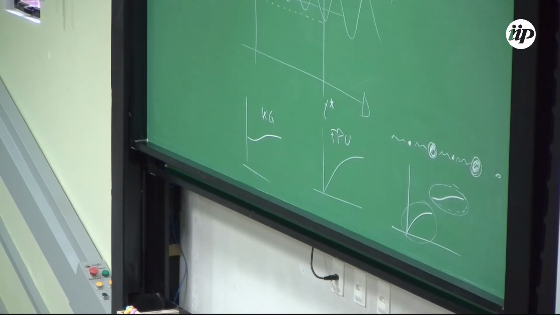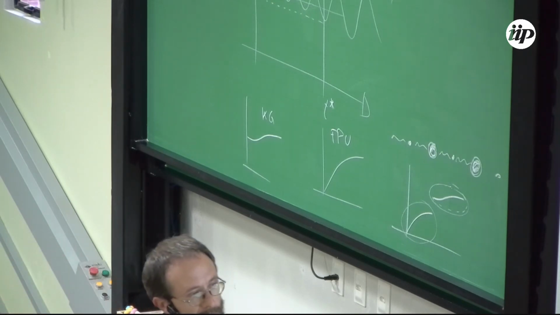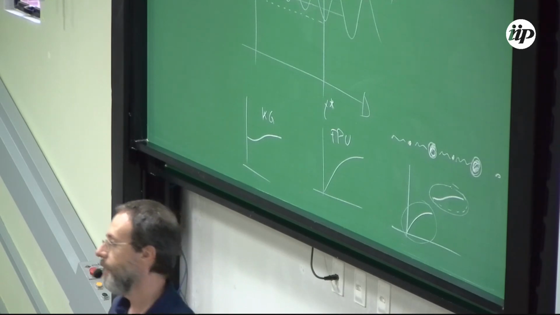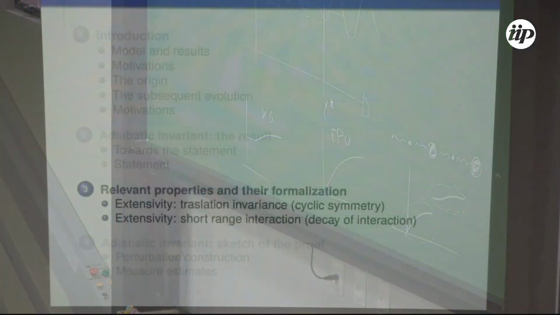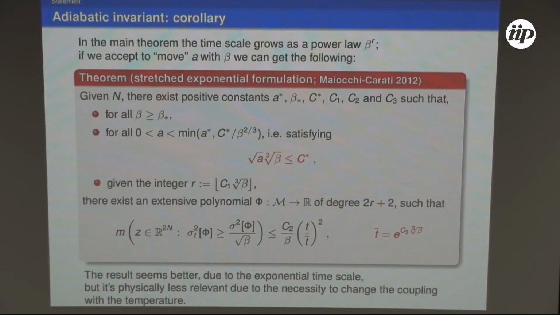There is this corollary. You saw before that the time scale is a power law, beta to the r. It is possible to get an exponential time scale if you accept again to move a with beta. So in this case, the formulation is this one, and you see that you get an exponentially long time scale. This result seems to be better, but actually it's physically less relevant, as I told you before, because there is the necessity to change the coupling with the temperature, so it's not physically so relevant.